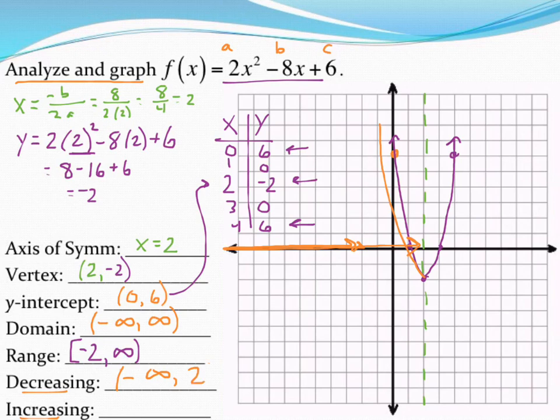And intervals for increasing and decreasing always only use parentheses. If I continue on my roller coaster then from that 2 onwards to infinity, I can see that now my graph is increasing. I'm climbing up the roller coaster. So my graph will be increasing from the interval 2, the x value, to positive infinity.